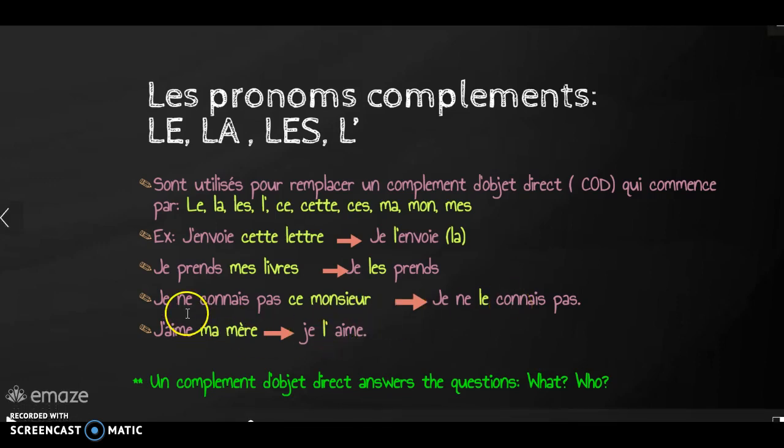And then the last example, j'aime ma mère, I love my mother. So I'm going to replace ma mère with la. However, because I have a verb again that starts with vowel, I need to use apostrophe. Je l'aime. Now something to remember is that un complément d'objet direct answers the questions what or who, d'accord? This is why it's called complément d'objet direct.